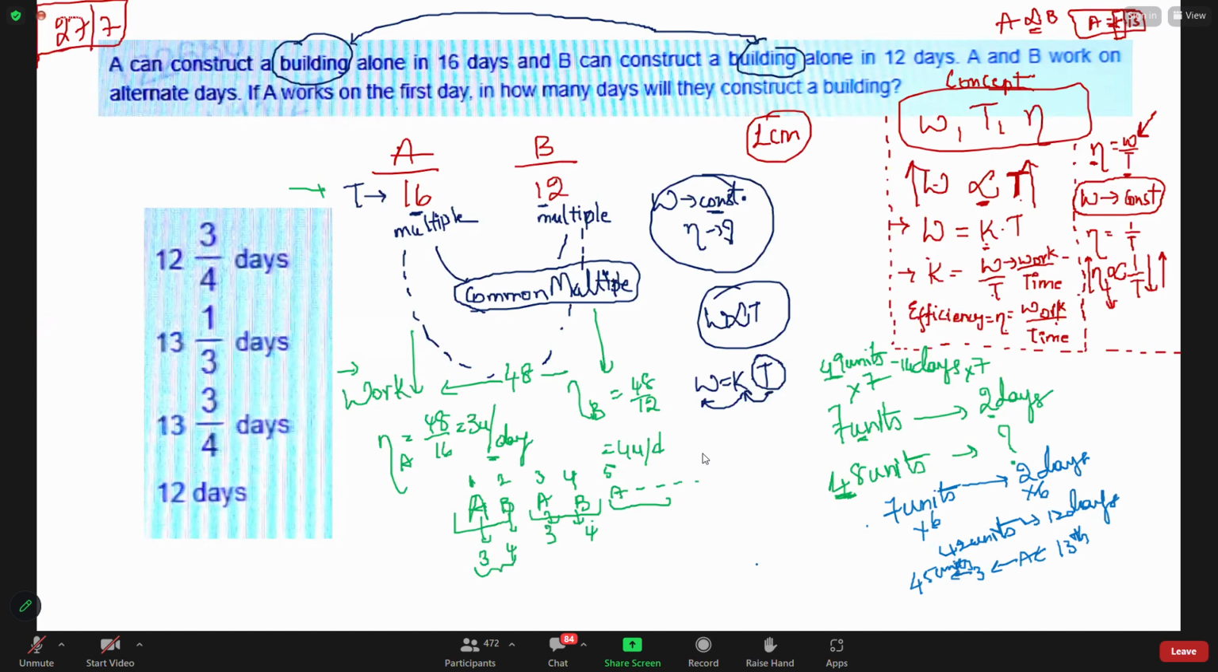Okay. So after 13 days of time, 45 units of work is completed, and you only have 3 units more left to do. On the 14th day, B comes to work, and he can work for 4 units on the whole day. But we don't need 4 units. We only need 3 units, so we need 3 units out of 4. And we already have completed 13 days. So 13 days and 3 out of 4 units of B is the total time taken.